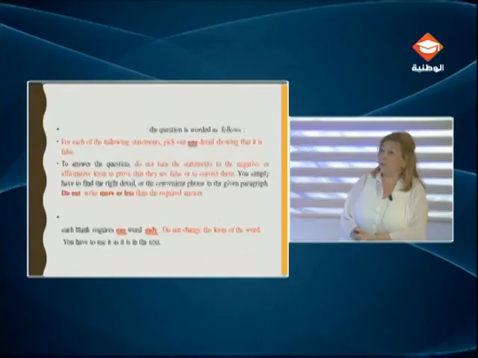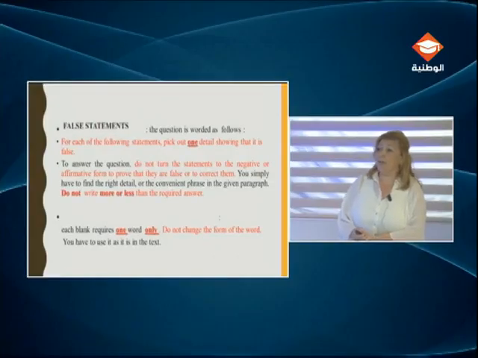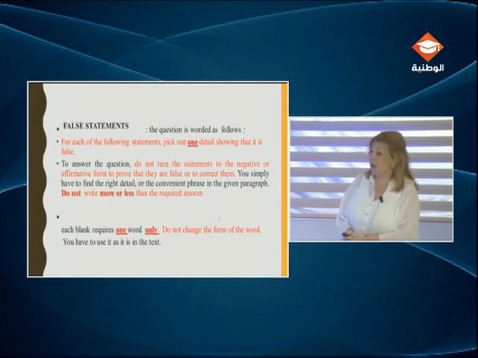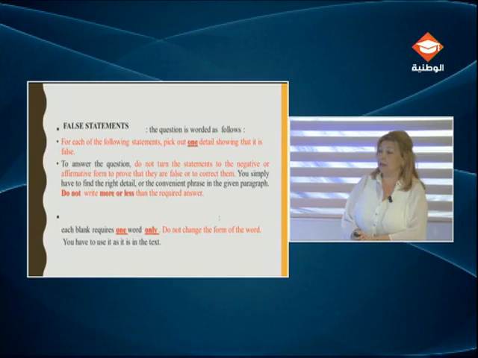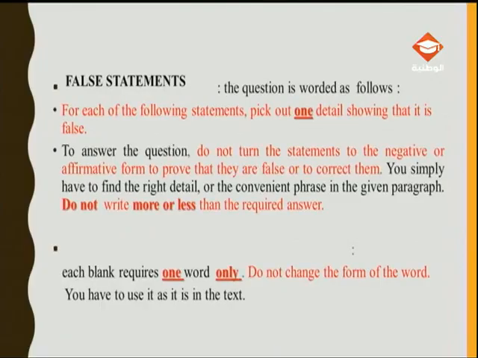A third type of question would be the false statements. The question is worded as follows: for each of the following statements, pick out one detail showing that it is false. You can notice that the word one is underlined because only one detail is accepted.